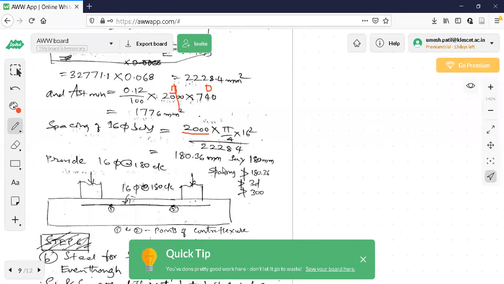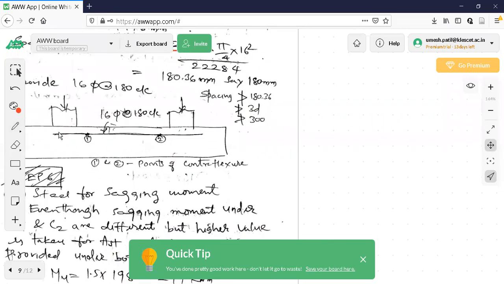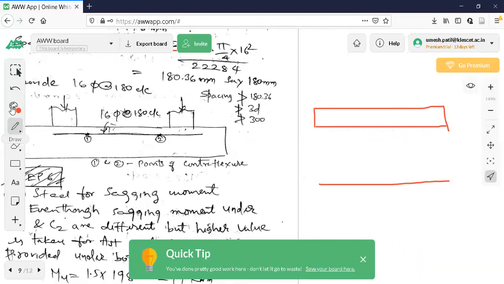Now observe how to place this reinforcement. How to place it. Now observe this line. Okay. Point 1 and point 2 are points of contraflexure. So this is very important here, because of this reason, see this. Because of this reason, this is very important. Observe. I'll draw this bending moment diagram. Observe here.